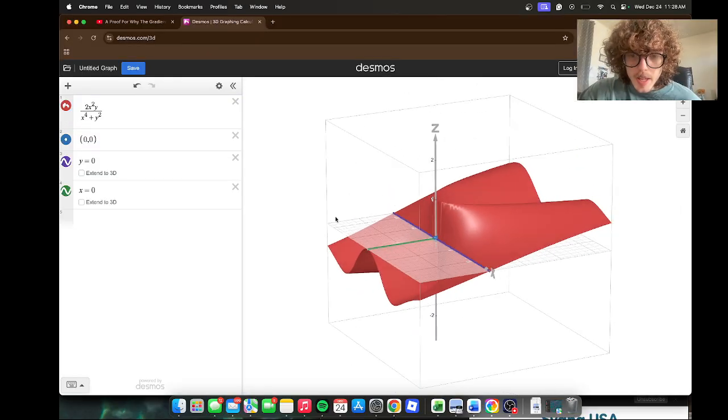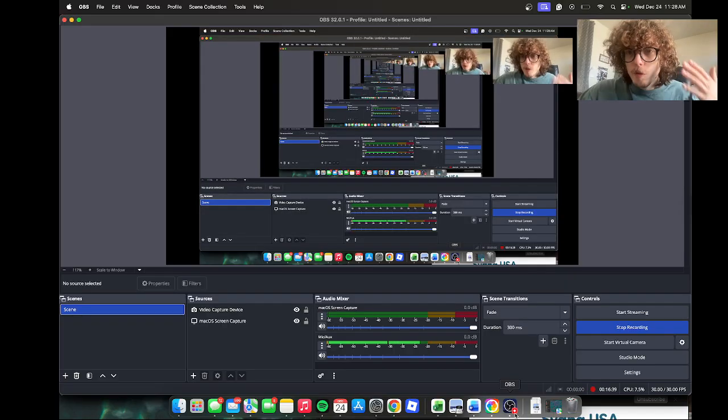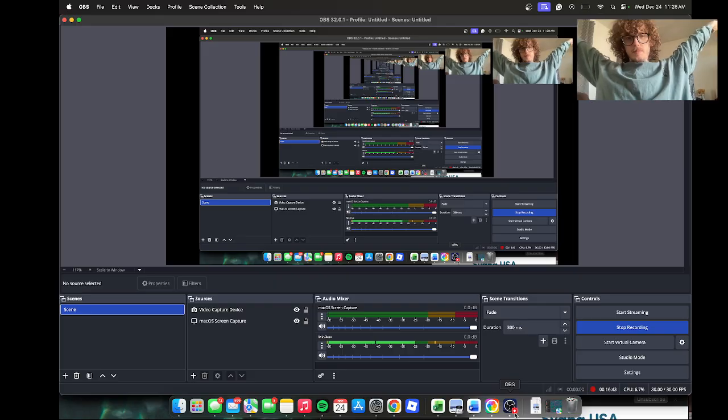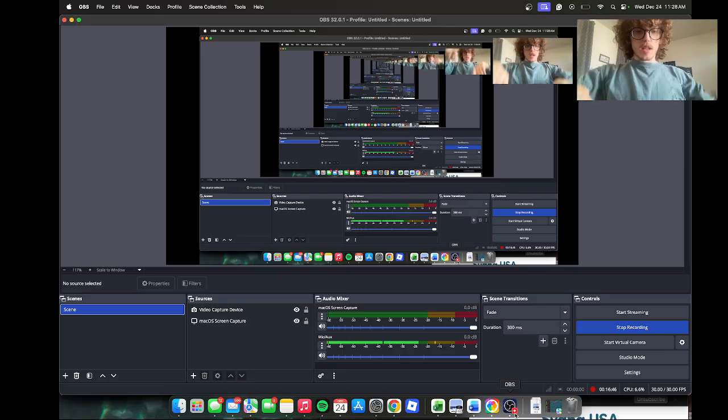But yeah, that's all to this limit idea. Hopefully you follow this stuff. I know it can be pretty challenging, Calculus 3, but you're strong.